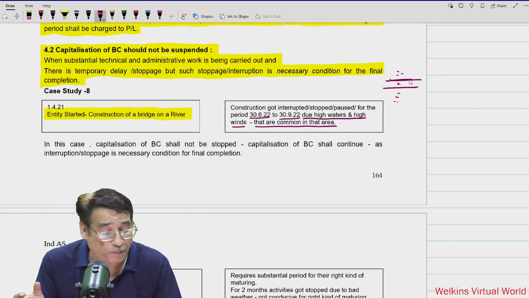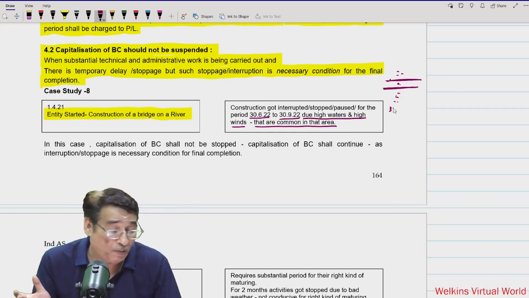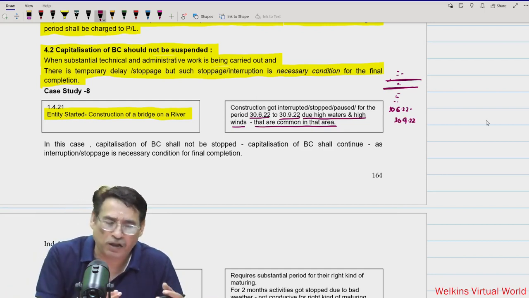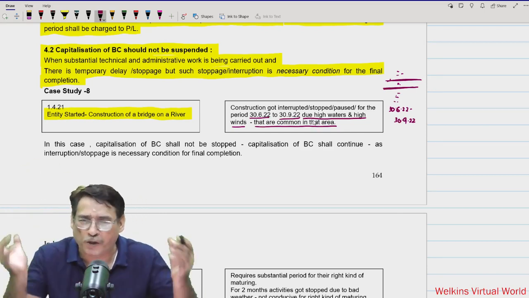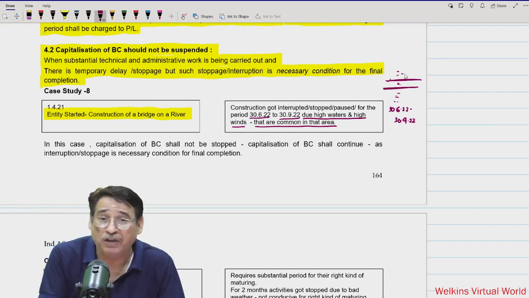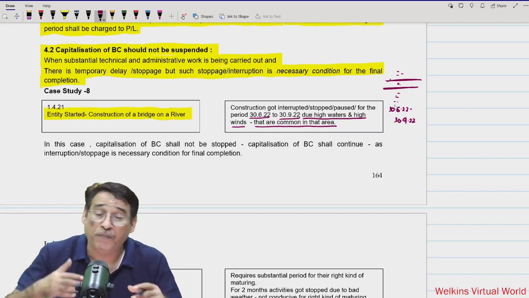We are constructing a bridge over this particular river. But the problem is that from 30th of June 2022 till 30th of September 2022, I know that in this particular area there are high water waves and very high-speed winds blow. So now try to understand. If I continue the activity even during this phase, there could be some casualties, correct? And there may be some other type of losses.